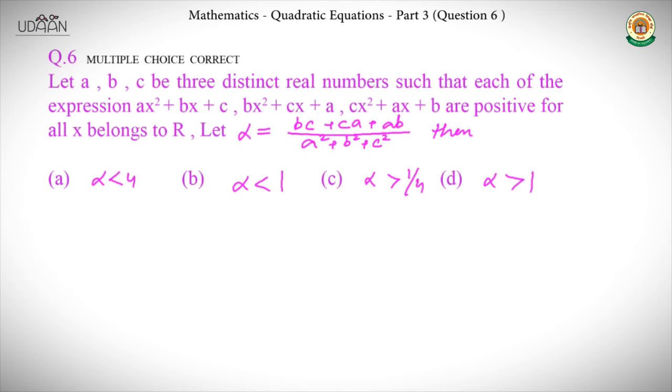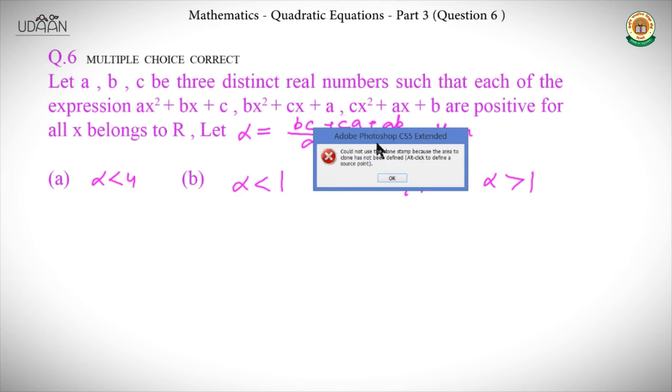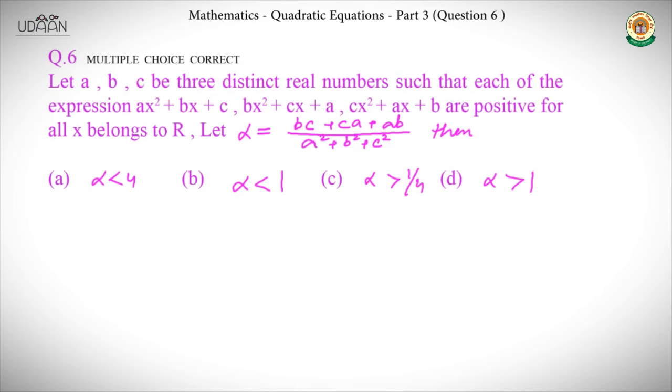A, alpha is less than 4; b, alpha is less than 1; c, alpha is greater than 1 by 4; and d, alpha is greater than 1. So let's see how we solve this question. In this question, as we can see, they have given us alpha in the form of (bc plus ca plus ab) divided by (a square plus b square plus c square). Now terms like a square, ab, ca, such terms we get only when we use the discriminant.